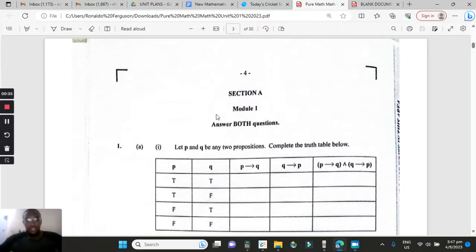So the first question says, let P and Q be any two propositions. Complete the truth table below. This arrow means implies, of course, and it says P implies Q. P implies Q is only false when P is true and Q is false. That's the only time it is false. Every other time it is true. So this is where P is true and Q is false right here. This is the only time it is false. Everywhere else is true.